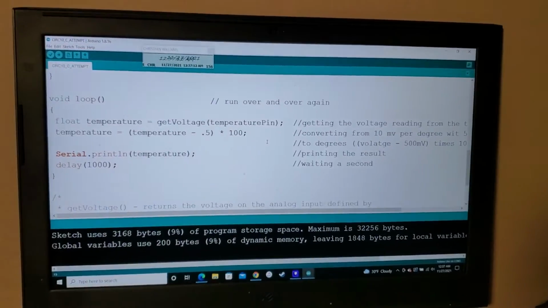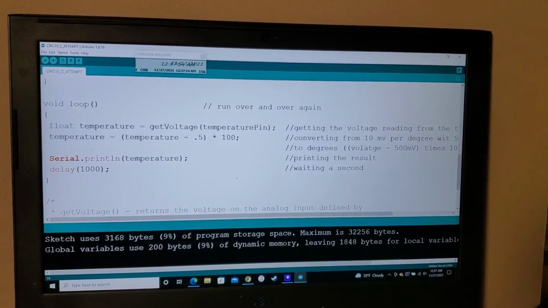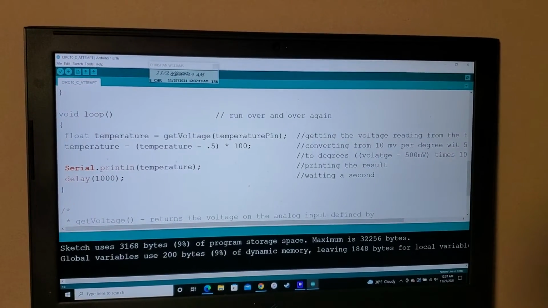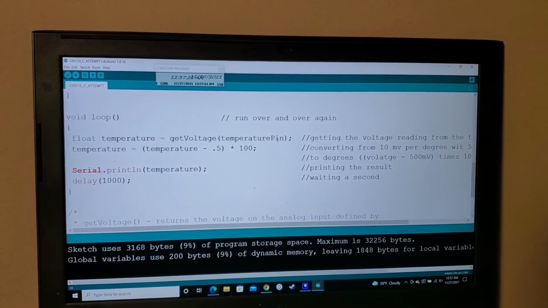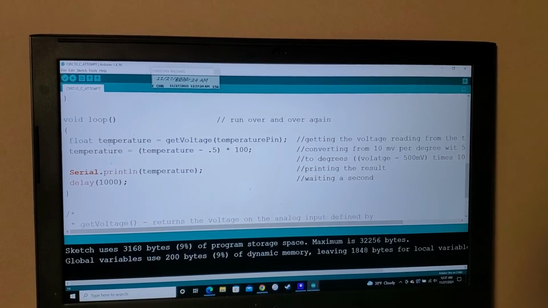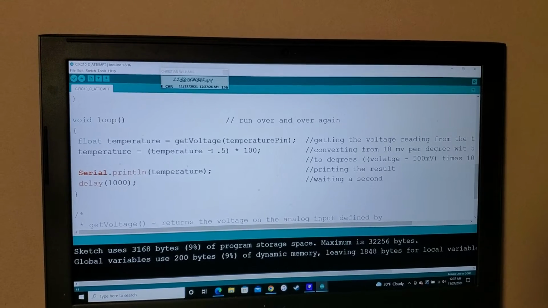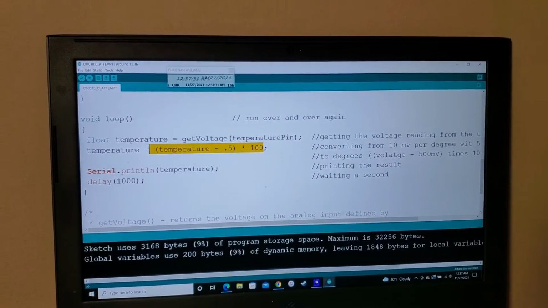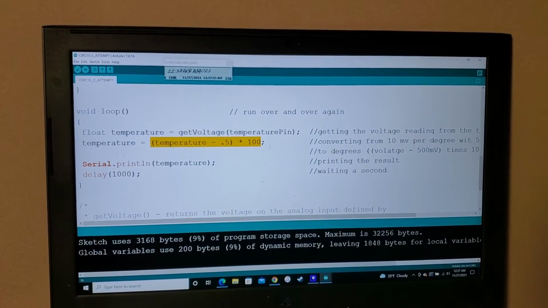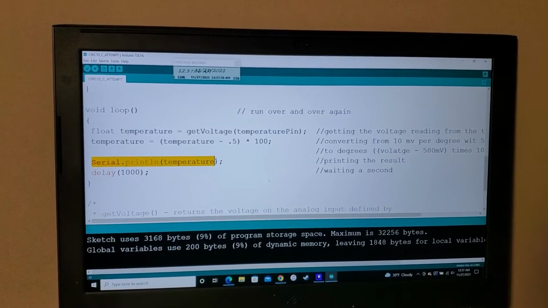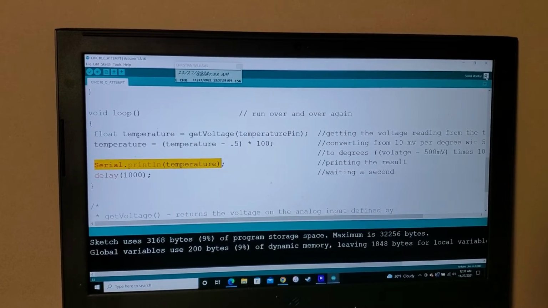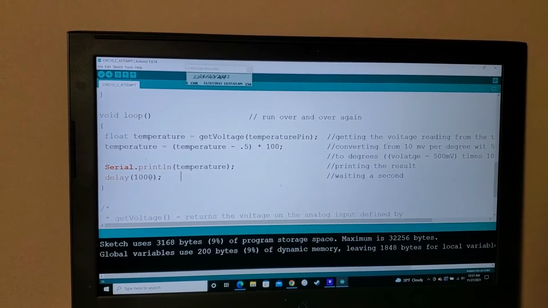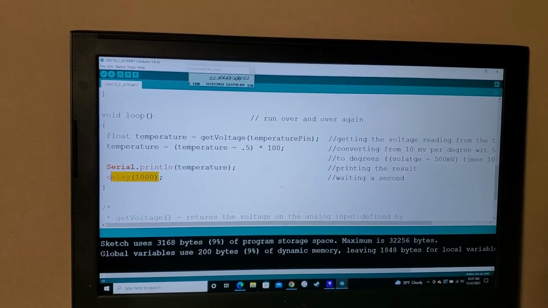Then we are moving on to our void loop. We are setting a float, which basically means that we can use decimals here. The temperature is equivalent to the voltage that we get from the temperature pin, so we get a voltage reading. And for that temperature, we have to remove our offset and multiply it by 100, and this gives us our Celsius reading. This is that formula right here. And then we are telling the serial print to print what that new temperature value is in the serial monitor, and it'll give us a new value every second.